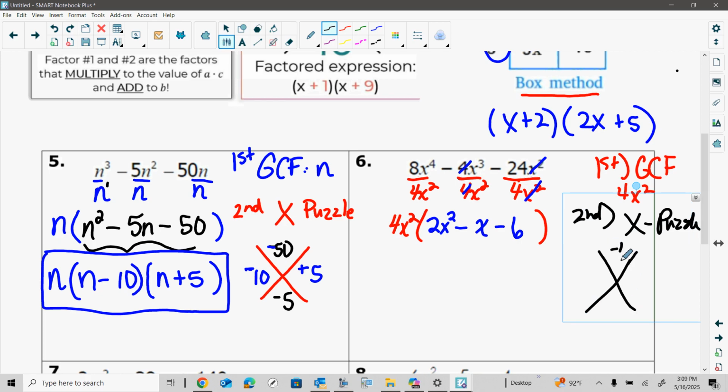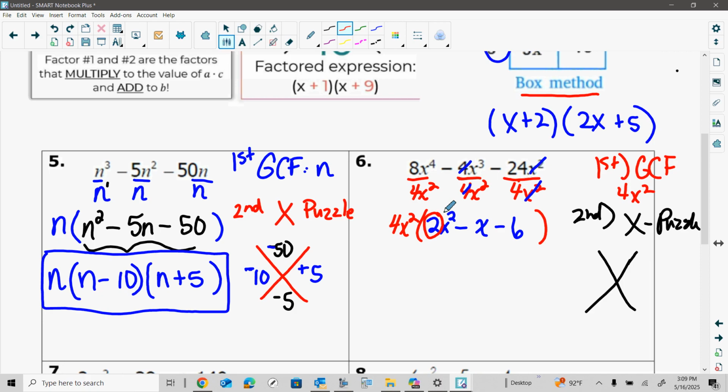So we have a negative 6 up top. This middle term has an invisible 1, so that's a negative 1. So we're coming up with factors of a negative 6. Oh, wait, sorry. It's not a negative 6 because we have a coefficient. Sorry, I jumped ahead. Let me slow down. We have this number in front of the x squared.